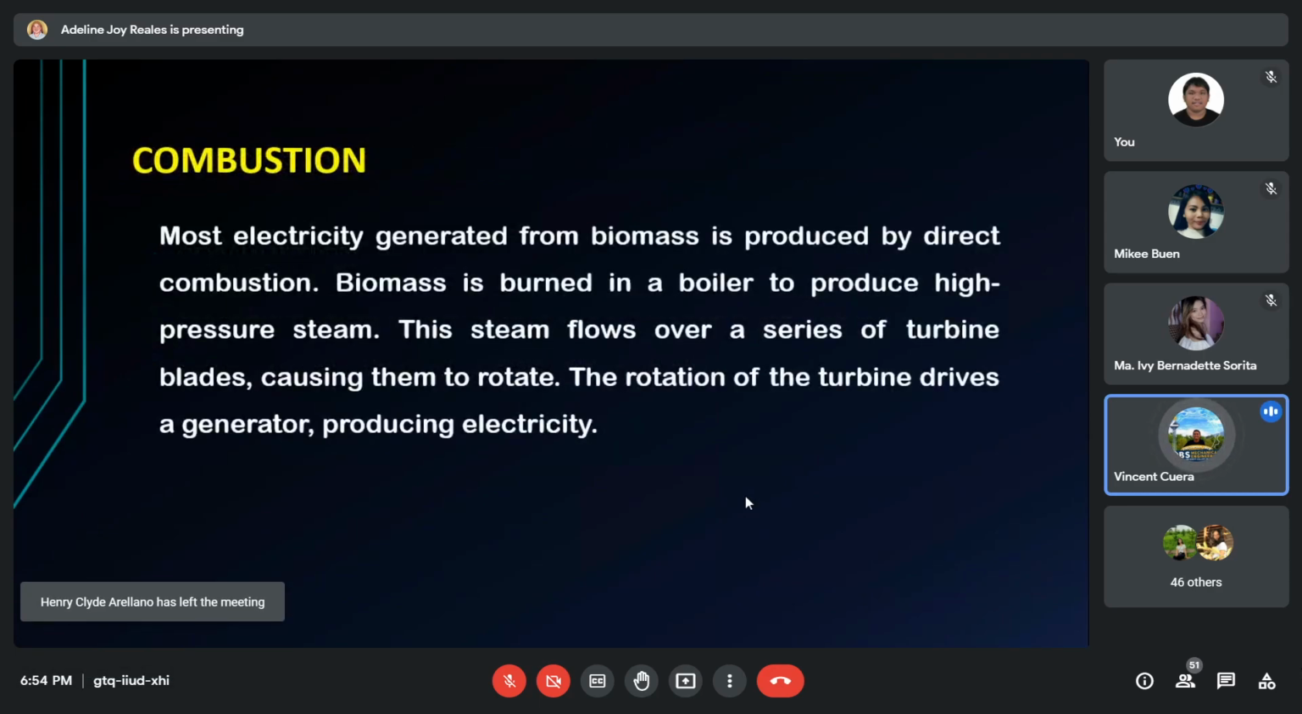So combustion: most electricity generated from biomass is produced by direct combustion. Biomass is burned in a boiler to produce high pressure steam. This steam flows over a series of turbine blades, causing them to rotate. The rotation of the turbine drives a generator producing electricity.